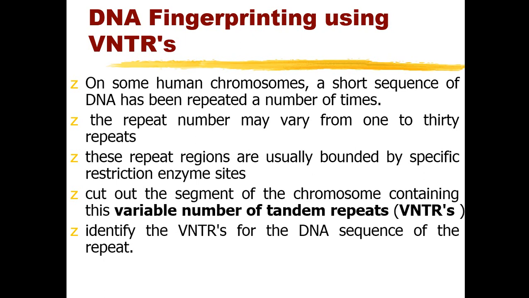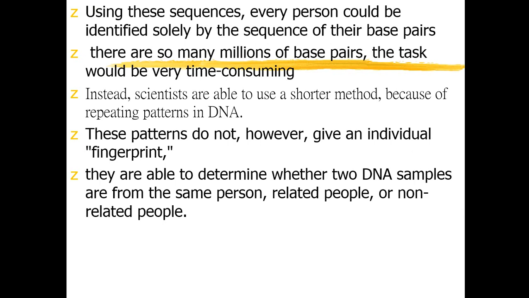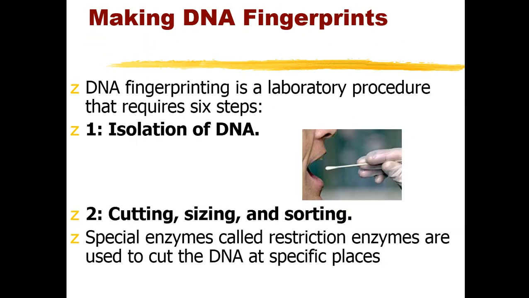So, on some human chromosomes, a short sequence of DNA is repeated a number of times. The repeat number may vary from 1 to 30 repeats. These repeat regions are usually bounded by specific restriction sites. Cut out the segment of chromosome containing these variable number tandem repeats, VNTRs, and identify the VNTRs for the DNA sequence of the repeat.